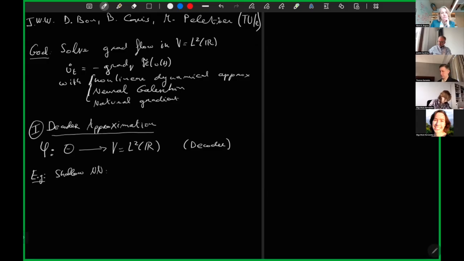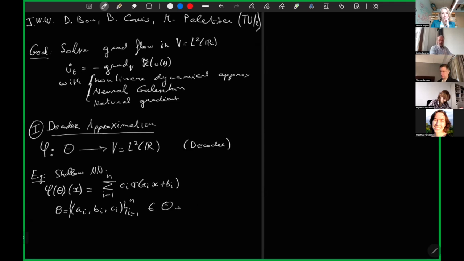And in the language I want to establish, a shallow neural network is going to be the mapping phi of theta, evaluated at a point x, and this is going to be a linear combination of coefficients c_i sigma(a_i x + b_i), and theta here is the parameter, the family of a_i, b_i, and c_i from 1 to n. So this is going to be a parameter in a space capital Theta, which is, in this simple case, R^(3n).